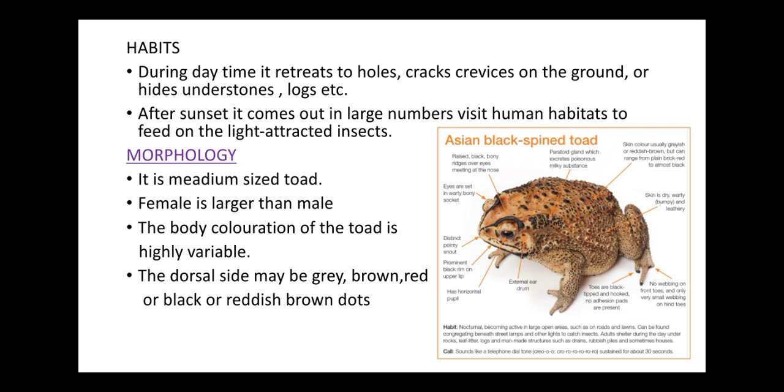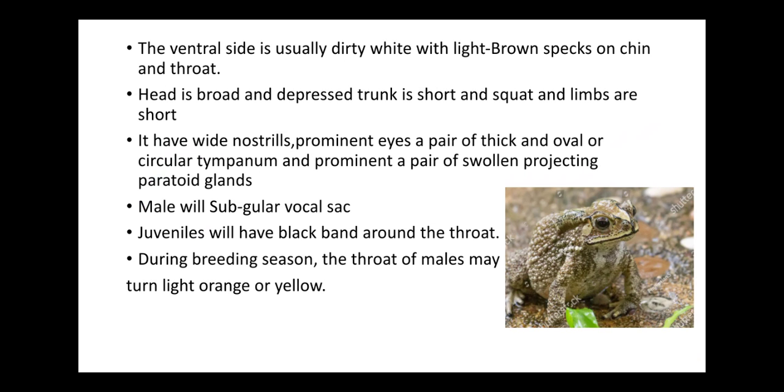The morphology: Duttaphrynus is a stout, medium-sized toad. The female is larger than the male. The body coloration of the toad is highly variable. The dorsal side may be gray, brown, red, or black with reddish brown dots, and the ventral side is usually dirty white with light brown specks on the chin and throat. The head is broad and depressed, the trunk is short, and the snout and limbs are short.